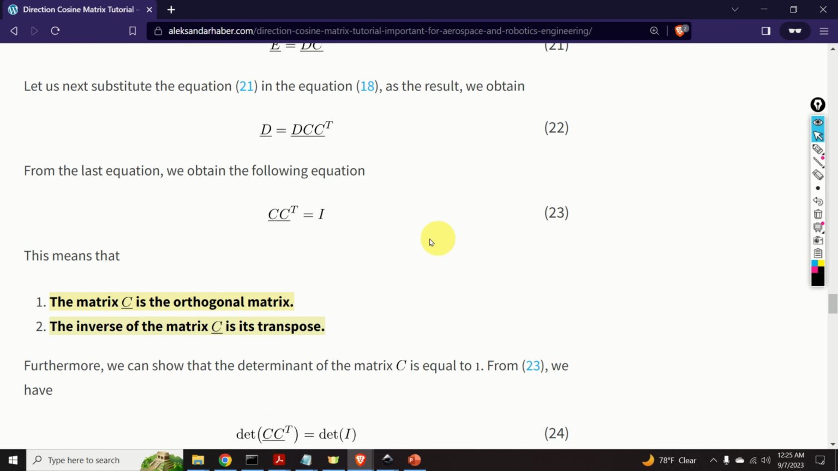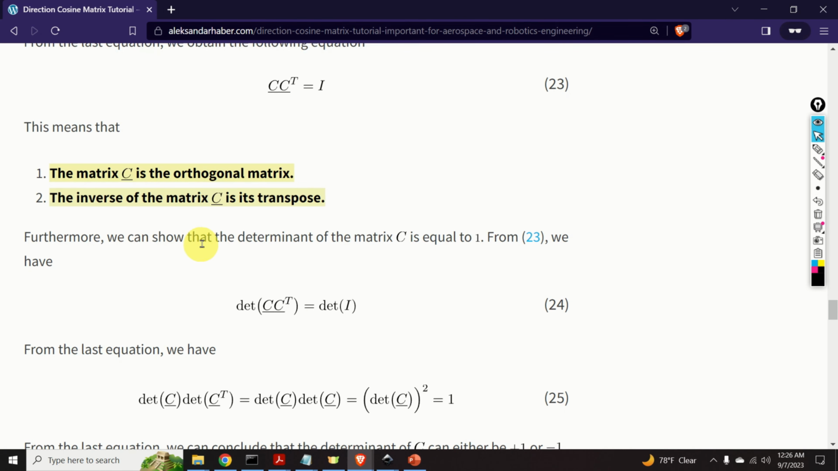This equation has a very important interpretation. This equation implies that the matrix C is the orthogonal matrix, and it implies that the inverse of the matrix C is its transpose. Furthermore, we can show that the determinant of the matrix C is equal to 1.